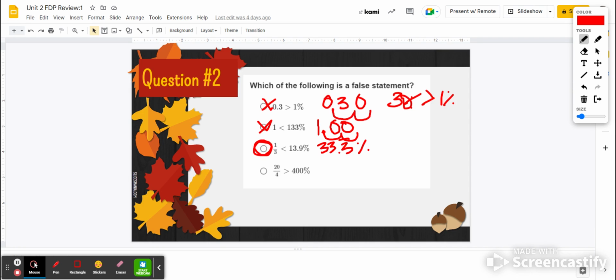Now I can go double check this and see that 4 goes into 25 times. And I know that I move my decimal 2 places to the right, and I'll be at 500% is greater than 400%. So I know that is absolutely correct.